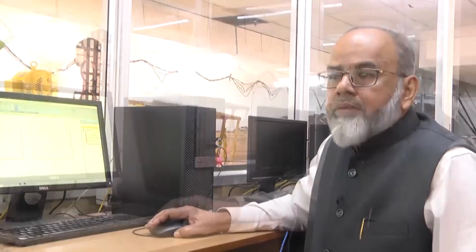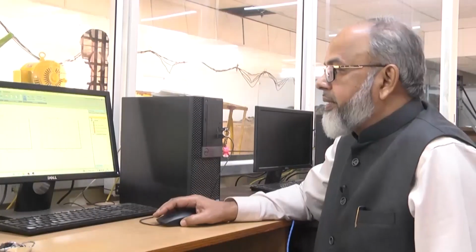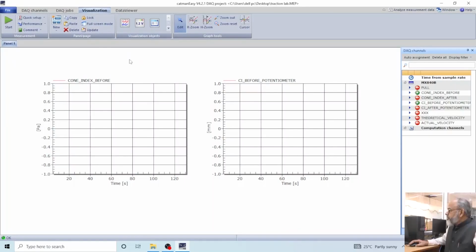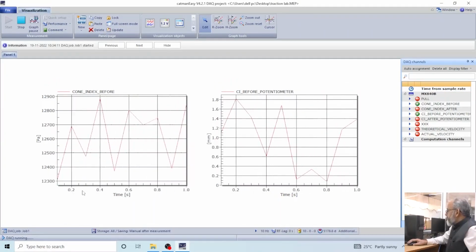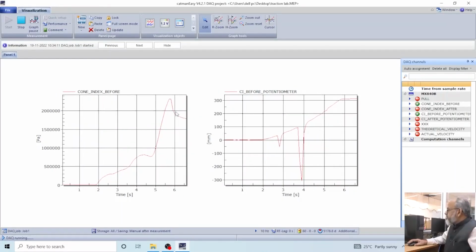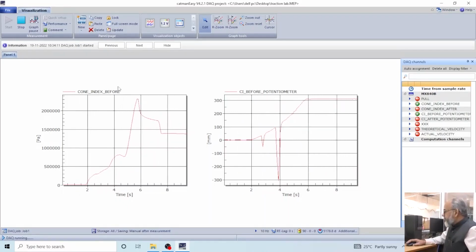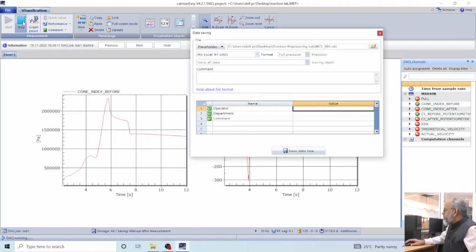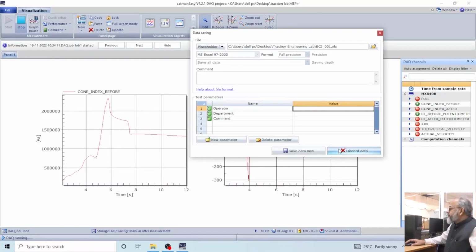Now, I will show you how the cone penetrometer readings are recorded. So, initially it will show the 0 value. Now it has started, the cone index has started, along with the depth. This side shows the cone index in Pascal versus time, and the second graph shows the depth, how much depth we have entered that probe into the soil, versus time.